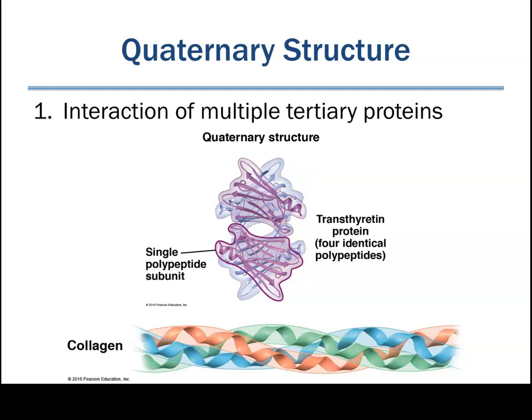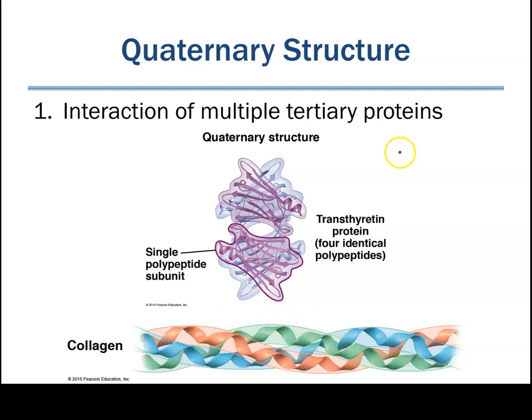On the bottom here we have collagen, which is a structural molecule sort of similar to cellulose in that it is a long fibrous molecule, except that collagen is made out of proteins. So here our secondary structure of each of these is an alpha helix, and then the quaternary structure is going to be 3 alpha helices bound together.